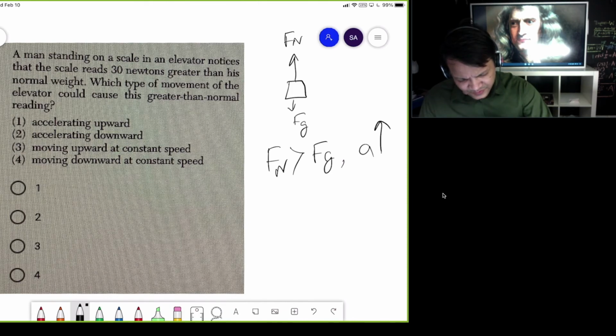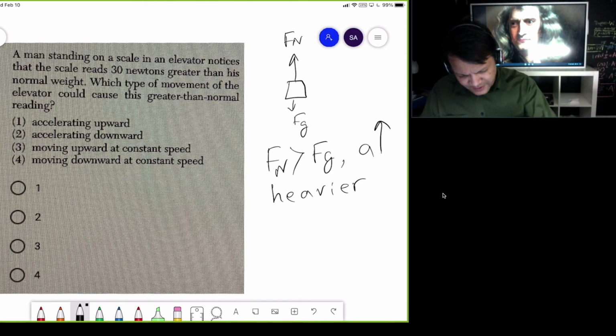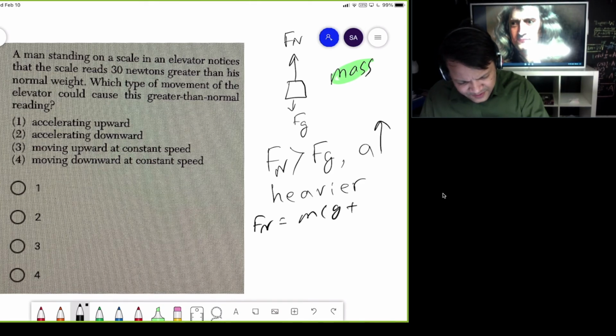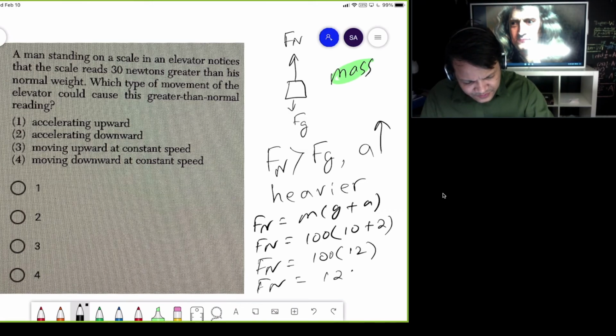the person feels heavier. Now let's say the mass of the person is 100 kilogram. All right, so the equation is Fn equals m(g plus a). So Fn equals m, which is 100, g is 10, and a is, let's say, 2. So Fn is 100 times 12. So Fn is 1200.